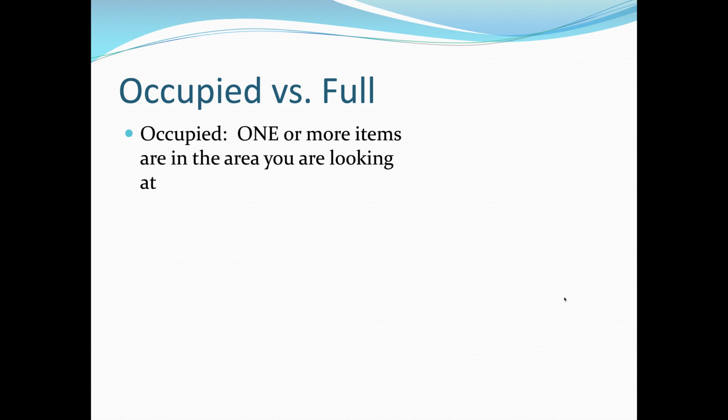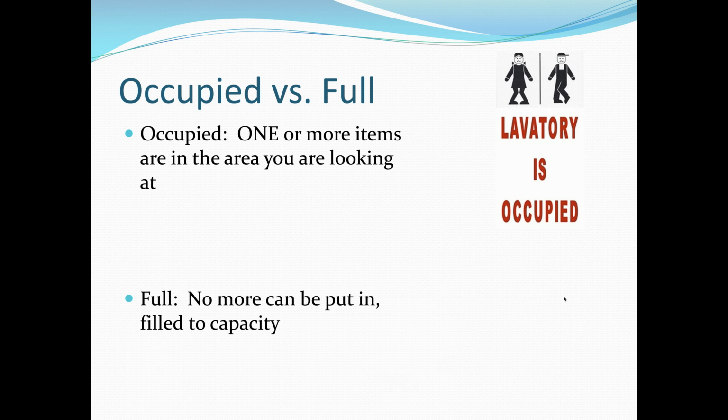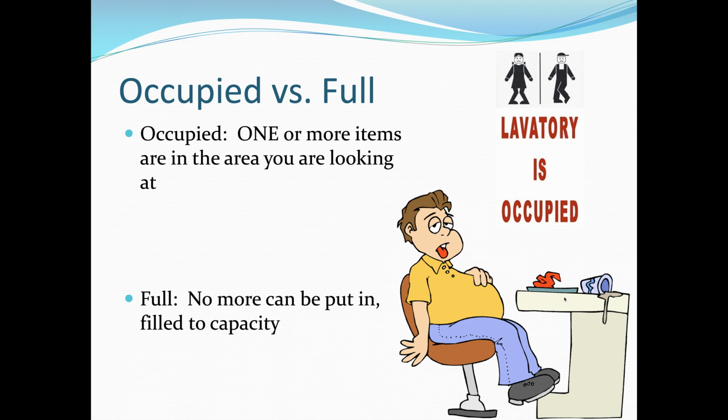Occupied versus full. So how many electrons does it take to occupy something? Well, how many people does it take to occupy a room? 1. If a room is empty, there's no one in it. If it's occupied, there's someone in it. Now, full means you've packed it to the point where no more can go in. So that's what we're going to be looking at, the distinguishing features of occupied versus full. So occupied, 1 is in there. Full means you can't put any more in. It's completely filled to capacity.